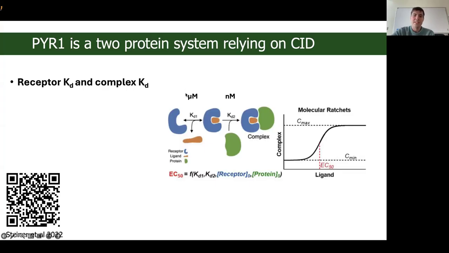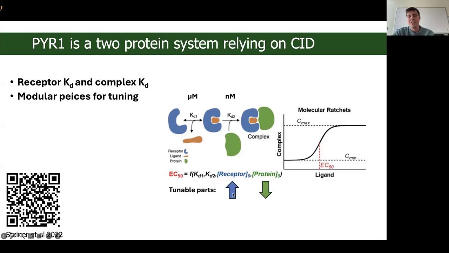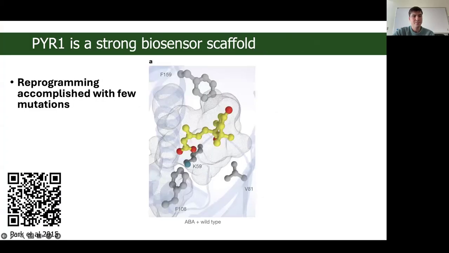Additionally, and this is why we think, and I'll talk about this later, PYL1 is such a good biosensor scaffold, the KD doesn't have to be quite so sensitive for the receptor to the ligand. Also, having these two protein systems means that you can tune the different pieces of it to modulate your EC50 and your dynamic range and things like that.